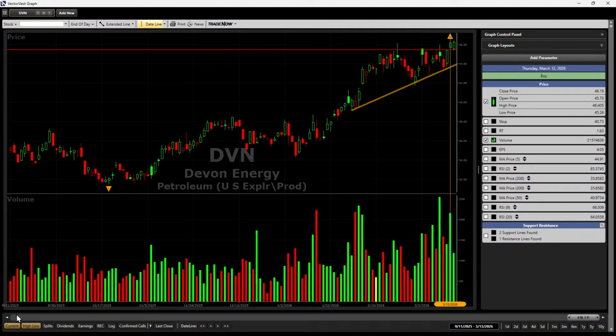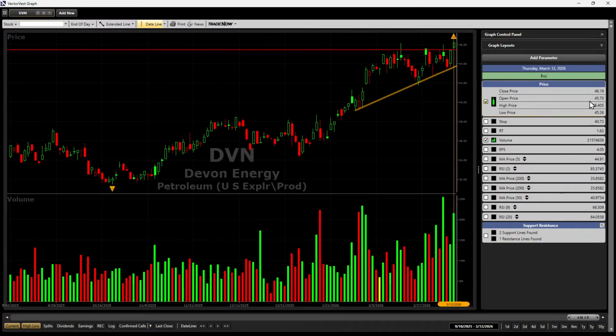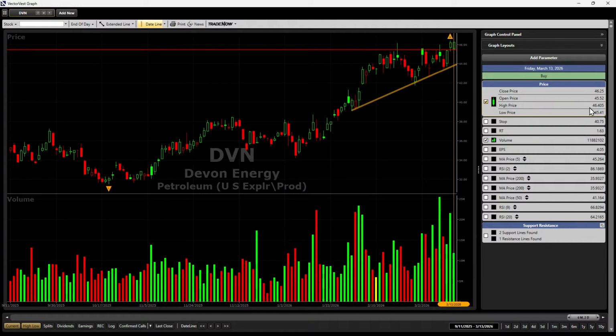So as of the close of that day, March 12th, I knew that I was going to enter the trade if price went above $46.19 the next day. That is the close of the breakout candle. Did price go above 46.19 the next day? It did. It actually closed at 46.25, wound up hitting a high of 46.41. You take the trade.